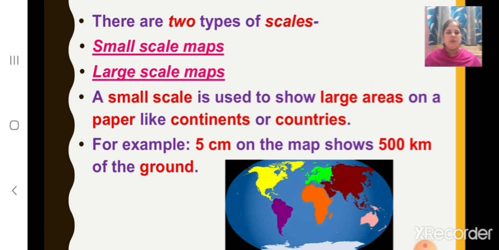Children, we cannot draw 500 kilometers on a sheet of paper, isn't it? So, we are reducing the scale here. So, a small scale is used to show the large areas. That is, the 500 kilometers is reduced to 5 centimeters on paper.